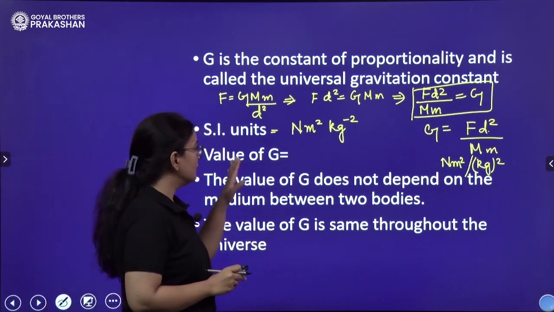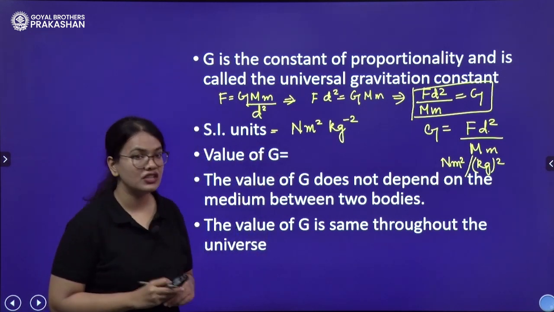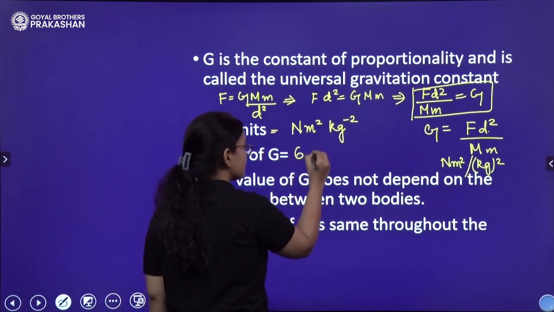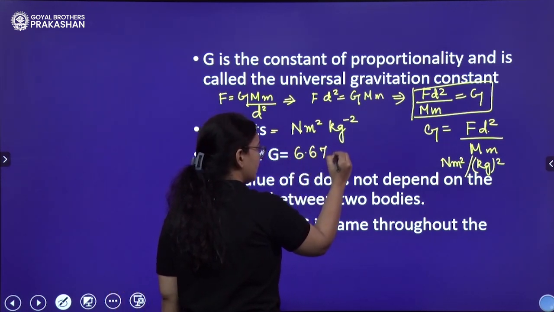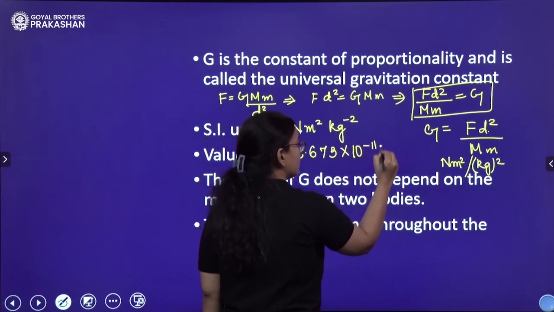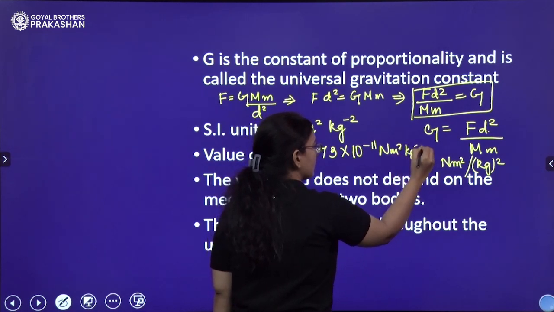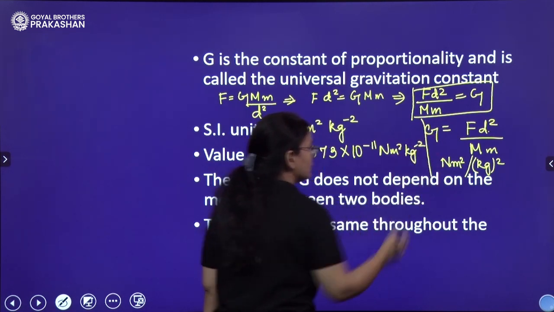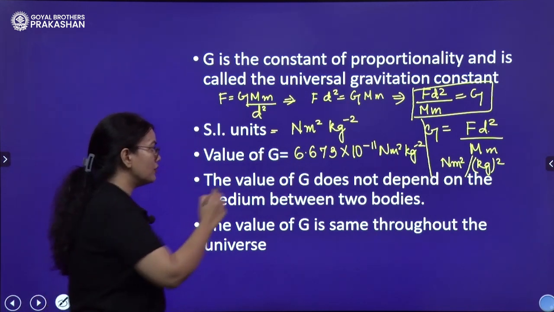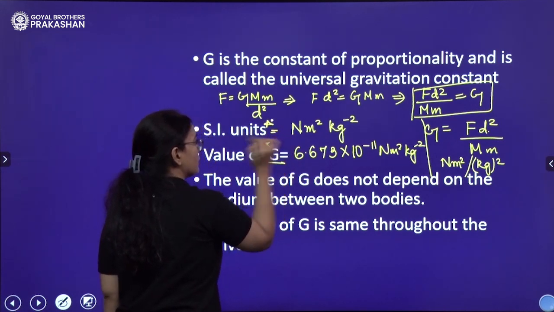And if you want to find the value of G, how do you determine the value of G? Value of G is 6.673 into 10 to the power minus 11 Newton meter square kg minus 2. This is the value of gravitational constant. You need to know this value also. SI units are also important.